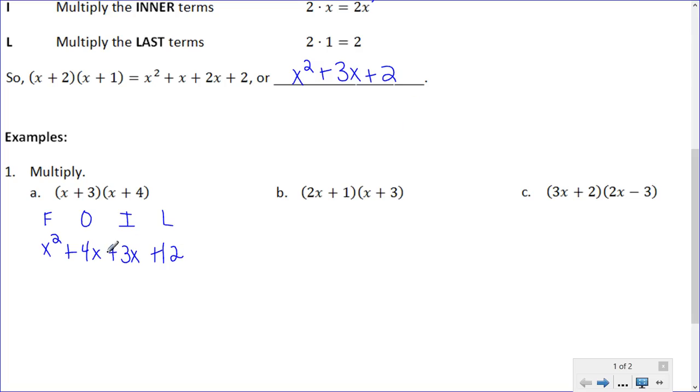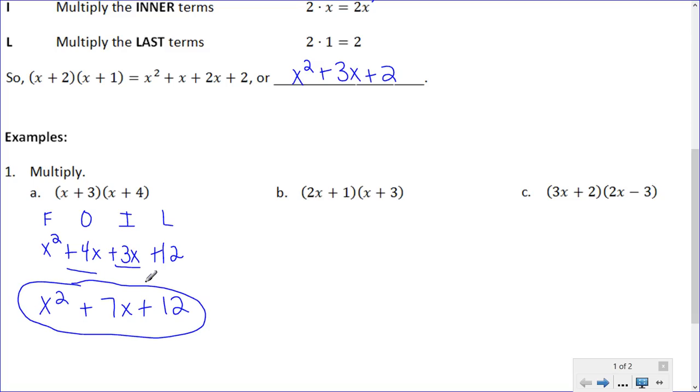All right, and we always check for like terms. So we have like terms here, so we'll combine those to get x squared plus 4 and 3 is 7, so 7x plus 12. And that is our finished product.